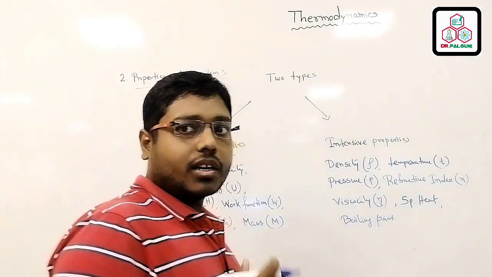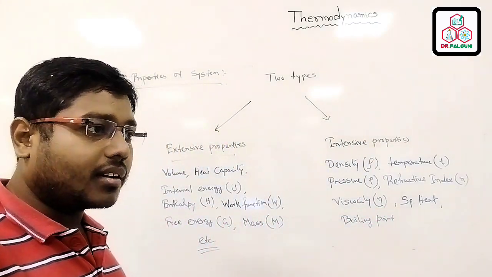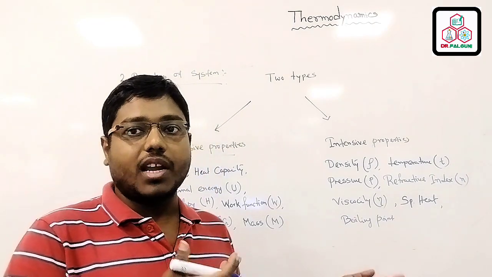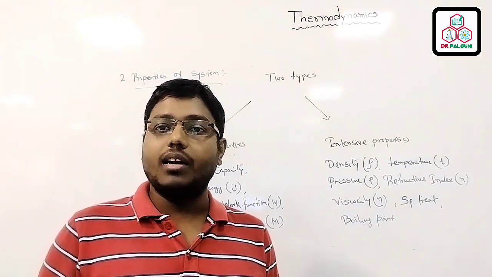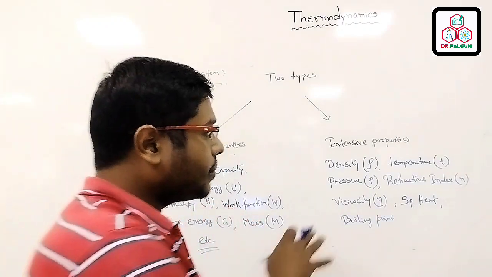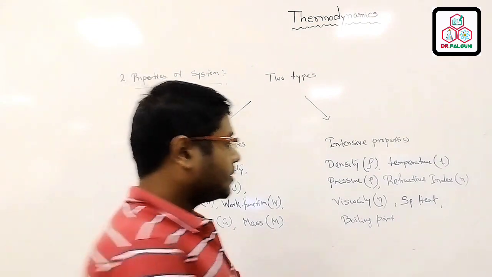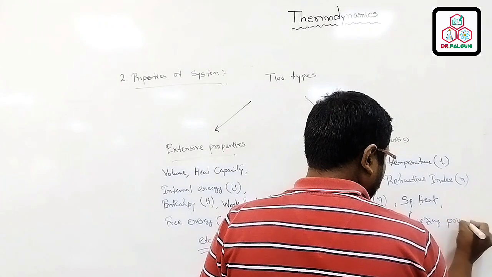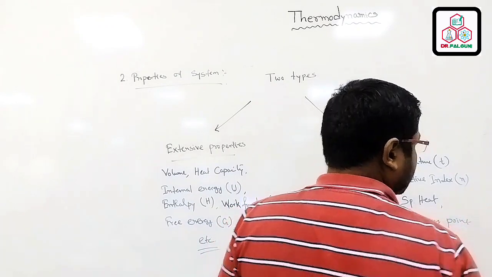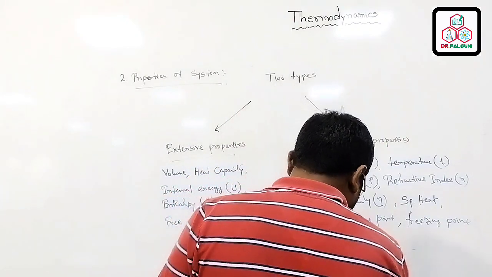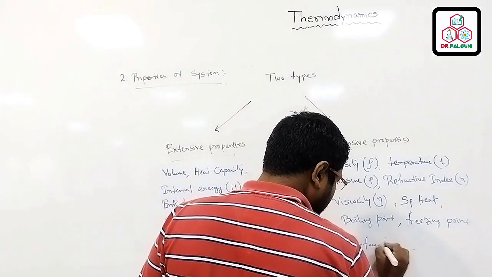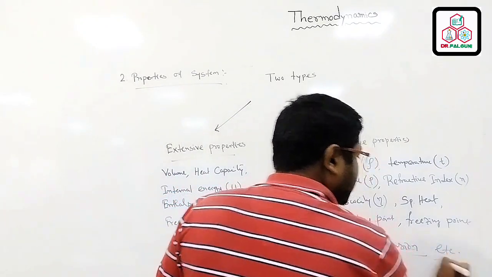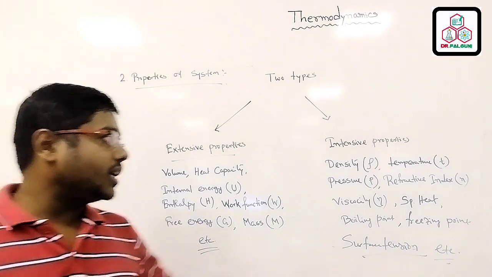What is the boiling point of water? 100 degrees Celsius. If you take 5 gram of water, the boiling point remains the same, 100 degrees Celsius. If you take 5 kilo of water, the boiling point is 100 degrees Celsius. Always the same. It does not depend on the amount of material. Again, freezing point, surface tension, etc. These all are intensive properties.